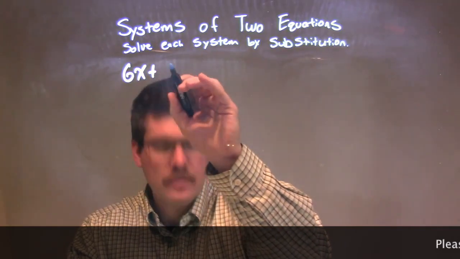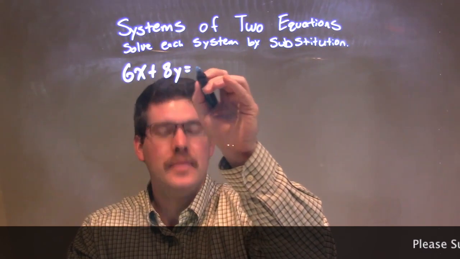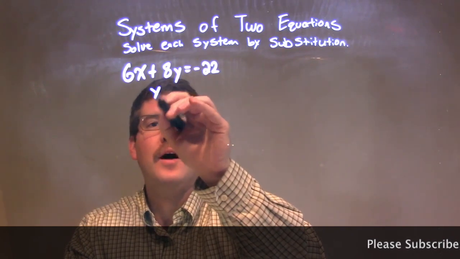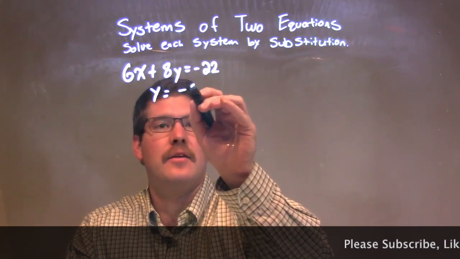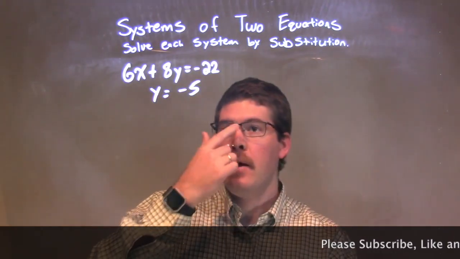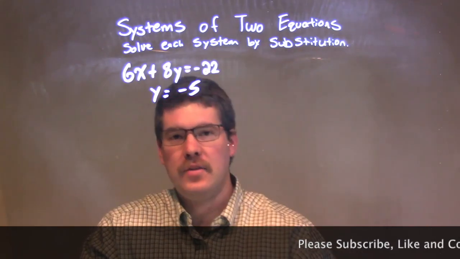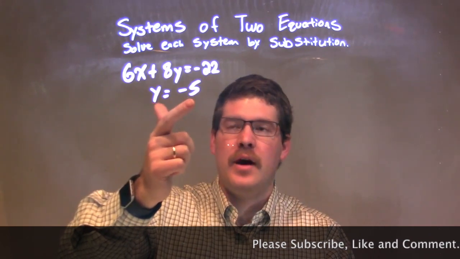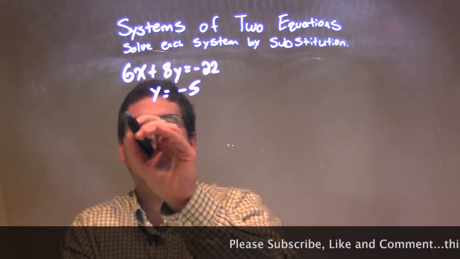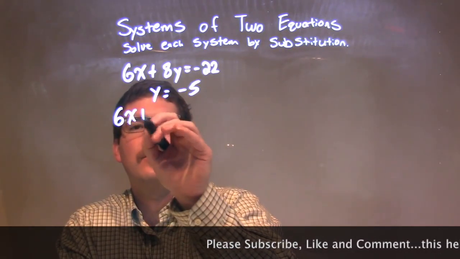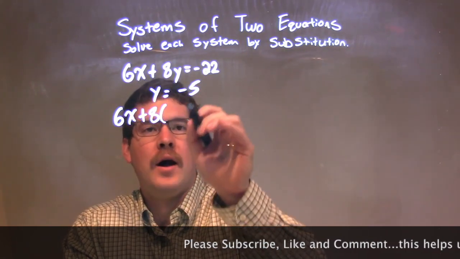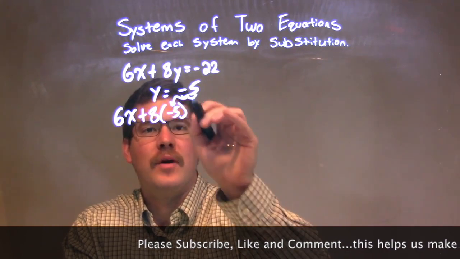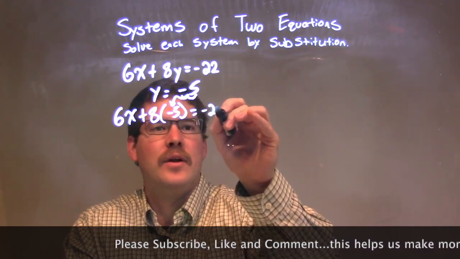6x plus 8y equals -22, and y equals -5. Okay. Well, we already have y isolated. So I want to plug that isolated y, which is equal to -5, into my first equation. So if I rewrite my first equation, 6x plus 8, and instead of y, I'm going to put a -5 there. This little -5 goes right in, equals that -22.